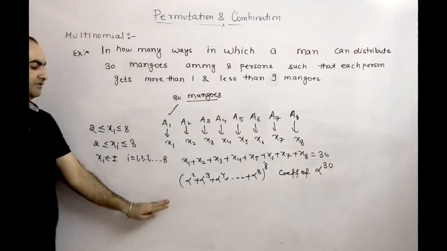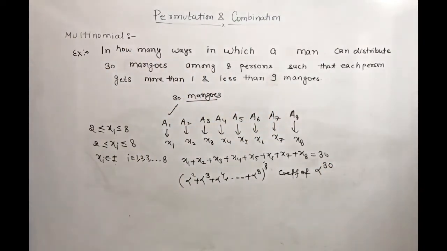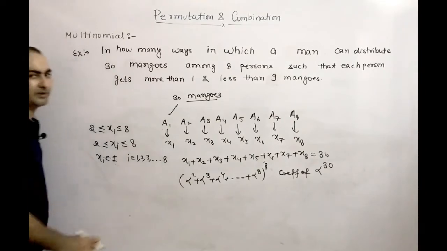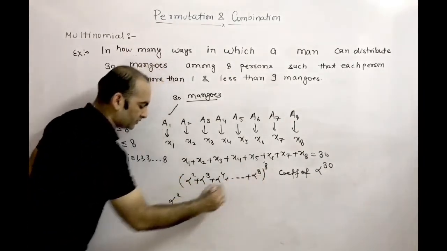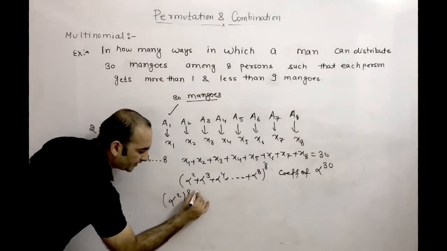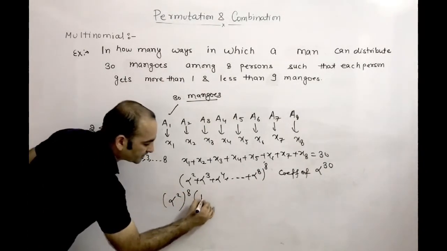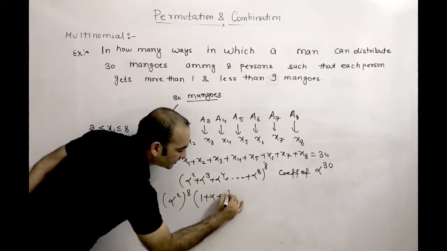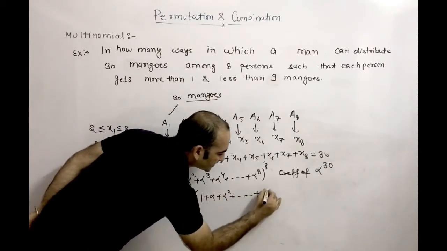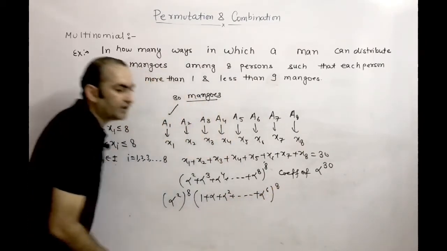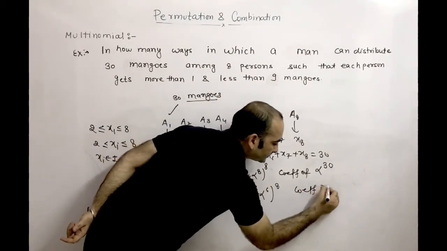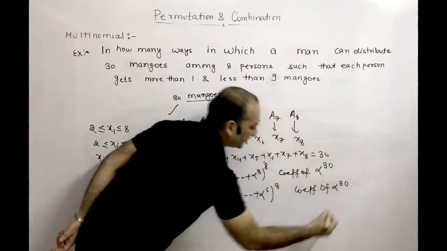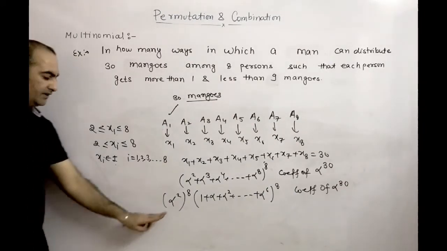Okay, so in this equation we have to find out the coefficient of alpha power 30. So here we are taking alpha square common. If we take alpha square common, the power here is 8. So alpha square power 8 in bracket, 1 plus alpha square plus so on plus alpha power 6, to the whole power 8. Okay, so here we have to find out the coefficient of alpha power 30.